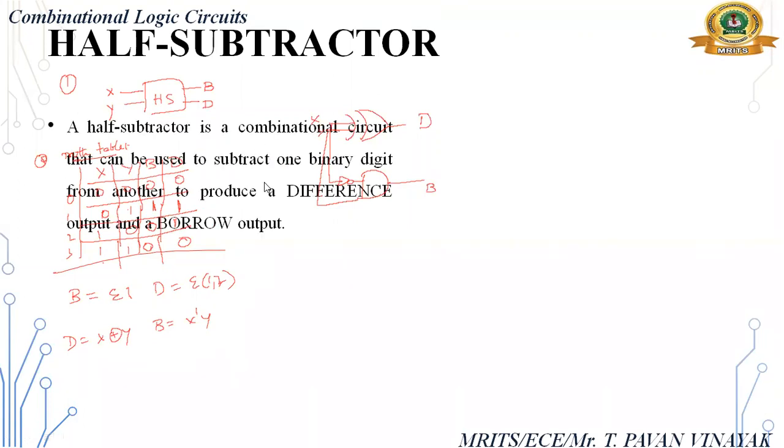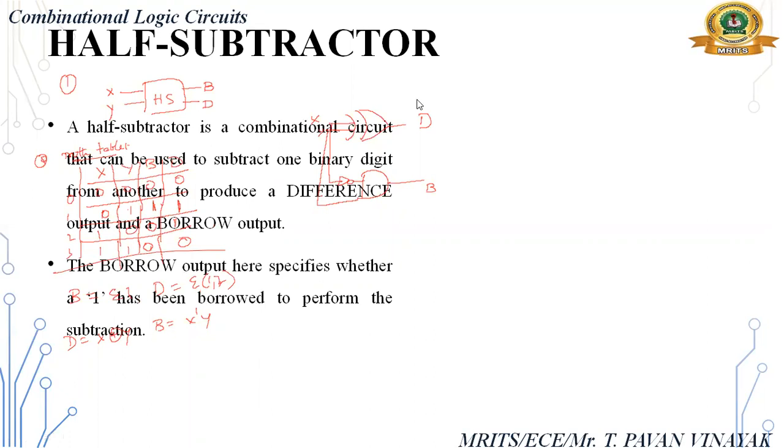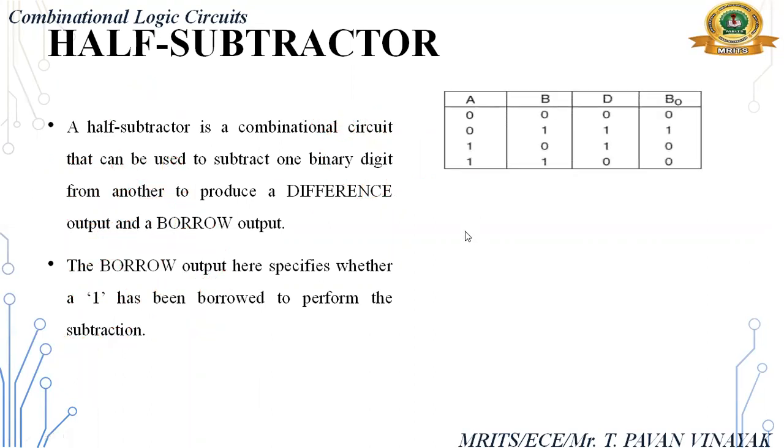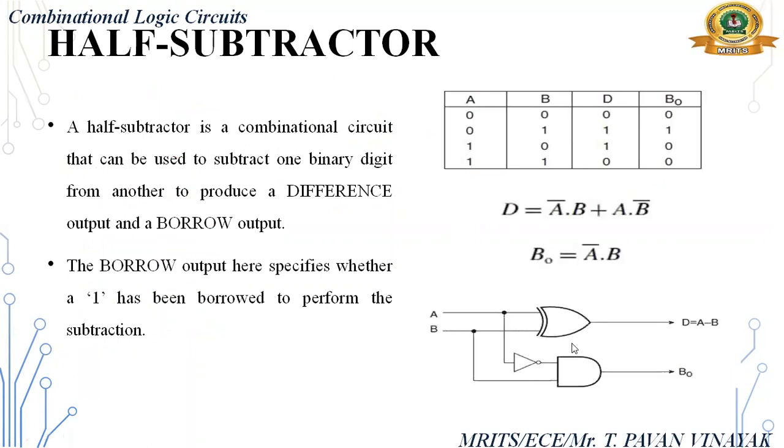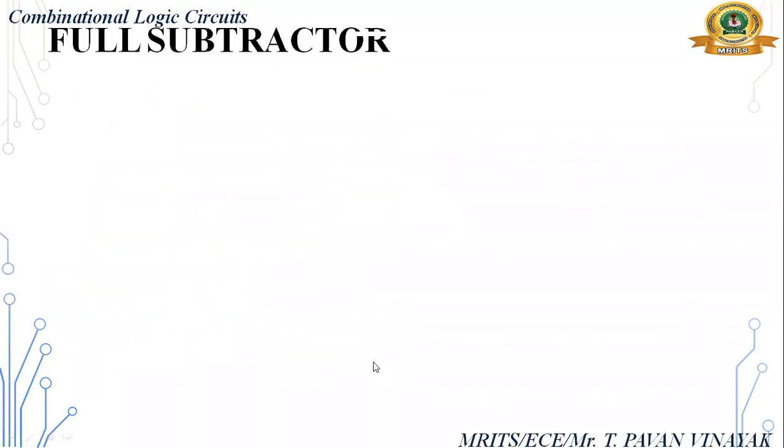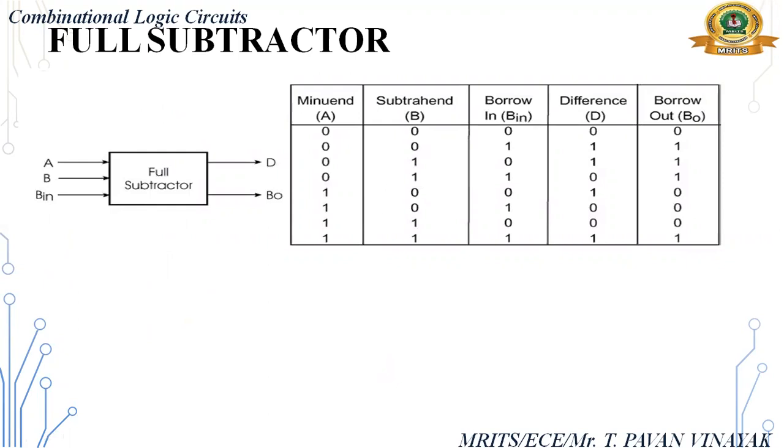So this is the truth table, the expression and the circuit. You can take any variable, that is no problem. Here I take A and B. Okay, next, the full subtractor. Full subtractor means 3 bits.